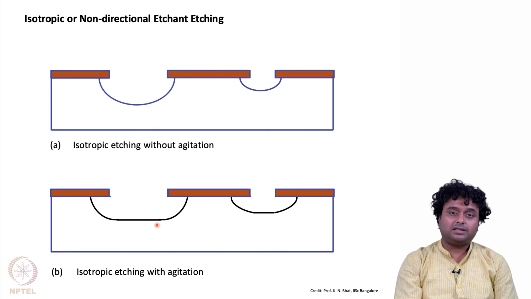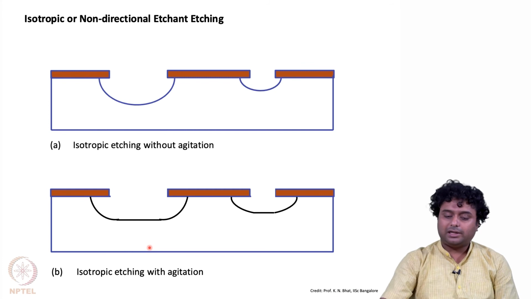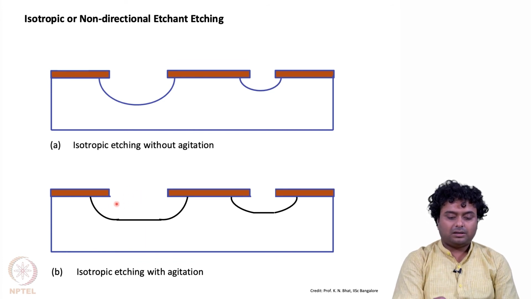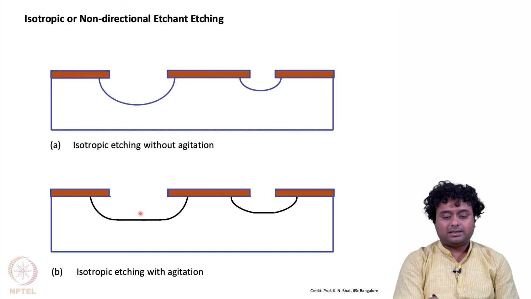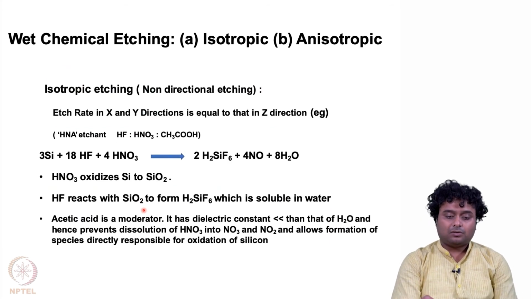Now we can also etch with some kind of agitation. What does it mean? Agitation means we can sonicate it with some particular frequency. While we sonicate it, we are allowing the liquid to move sideways even more freely. So the liquid will get in contact with the surface more frequently, and whatever is the product of the reaction will also be removed very easily. So in that case the sideways etching rate will increase even more. One example of this is silicon etching with this HNA agent.